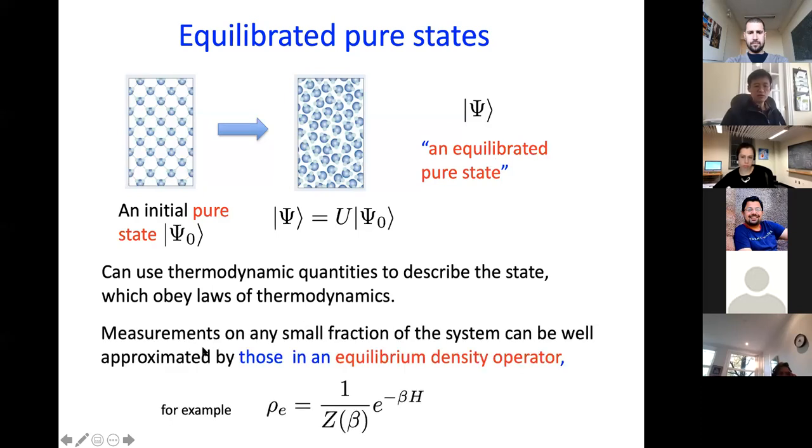And also, if you make measurements on any small fraction of the system, such measurements can be well approximated by those in some kind of equilibrium density operator. Here I just write down the canonical ensemble. From our daily experience, the gas in the room behaves like a thermal system, even though it might be a pure state.